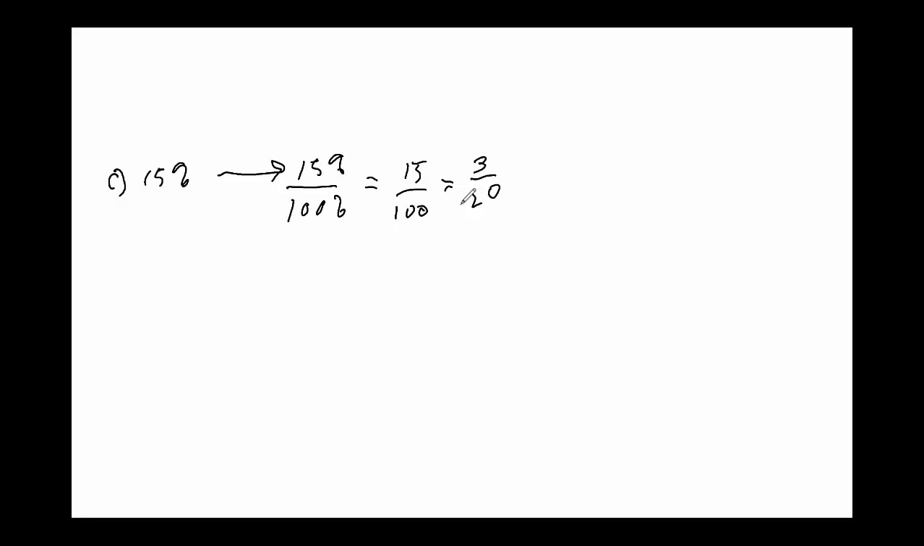Now we want to also convert that into a decimal. And as I said, we can just straight out divide here. So you just do 3 divided by 20. And I'll write that here to make it clear. 3 divided by 20 will give us 0.15.